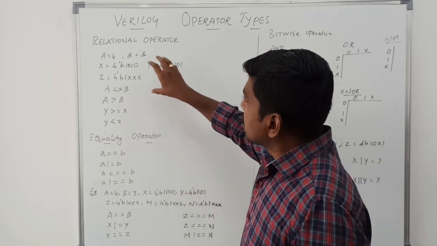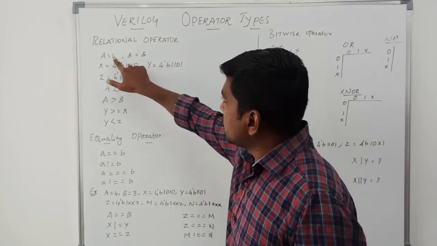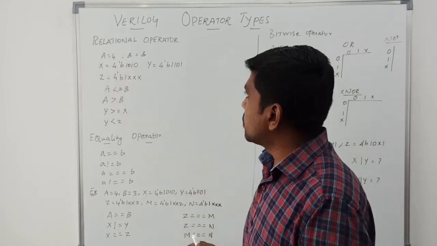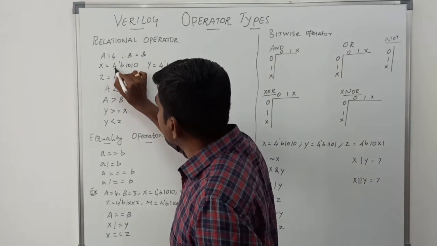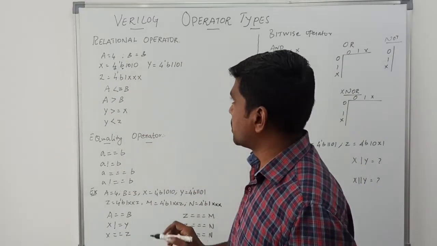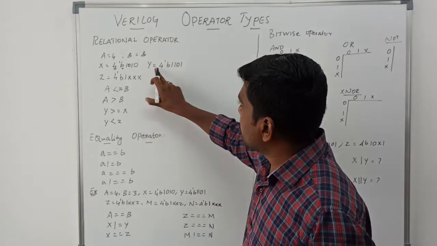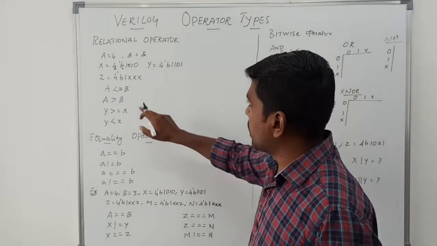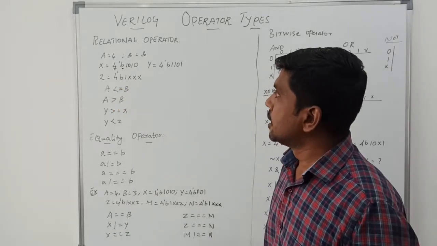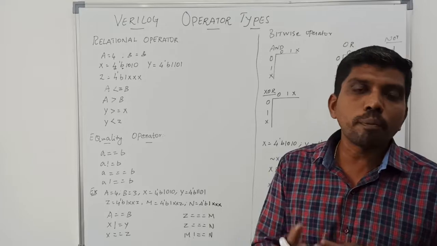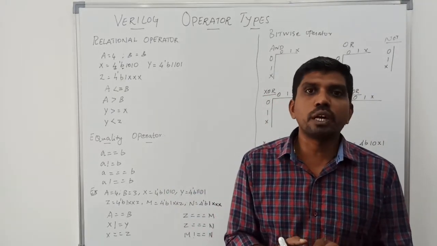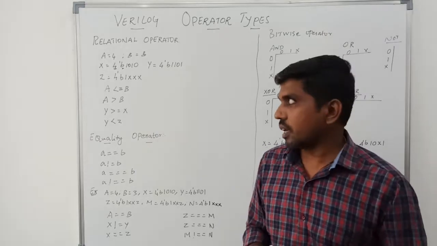Let us consider five operand values. A value is 4, B value is 3, X equal to 4'b1010. This 4 represents a 4-bit value, so the X value is 1010. Y equal to 4'b1101. Z value is 4'b1 don't care, don't care, don't care. In this example some operands have decimal values, some have binary values, and some include don't care values.